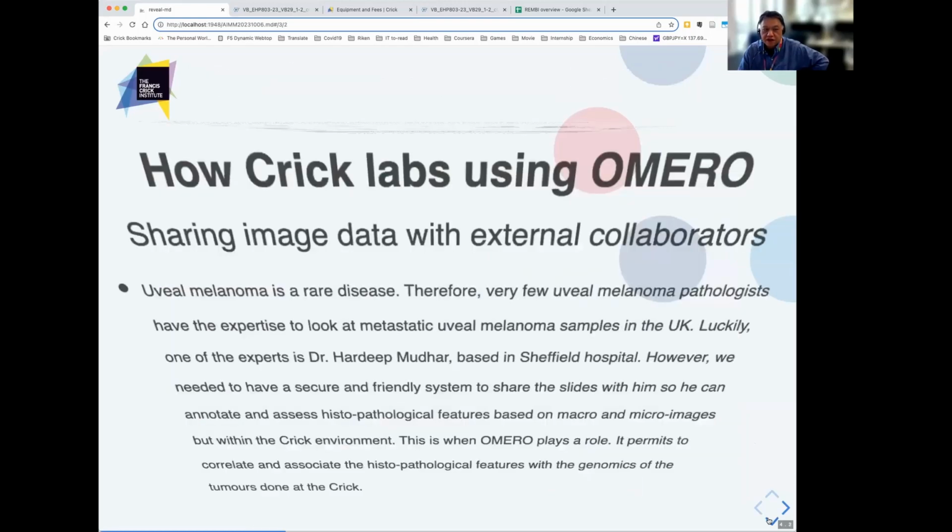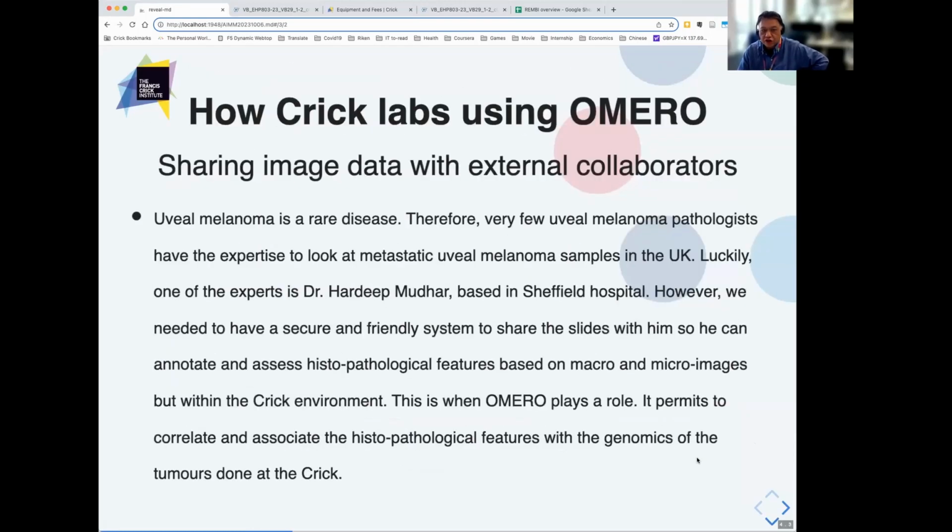At the same time, the other part that gets used quite a lot is our labs that have external collaborators. Instead of sending images across, we find that they can actually use OMERO. We have external access, so they can share annotations, ROIs, and discussions on OMERO. So these are the two main applications that people use OMERO for, and they are quite active using it.